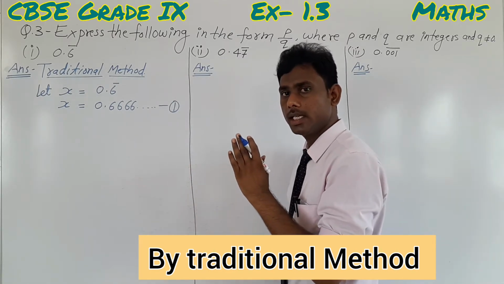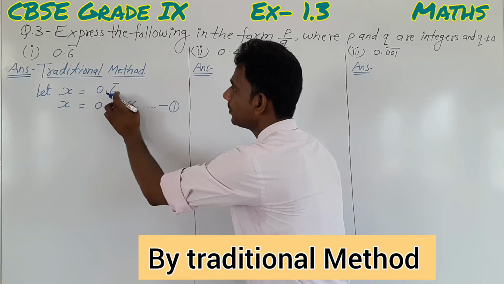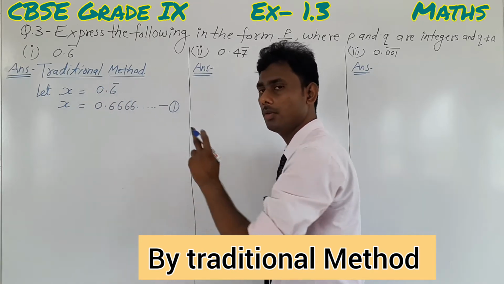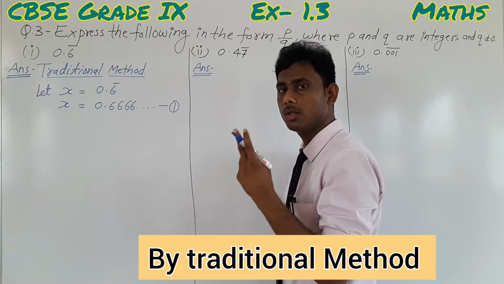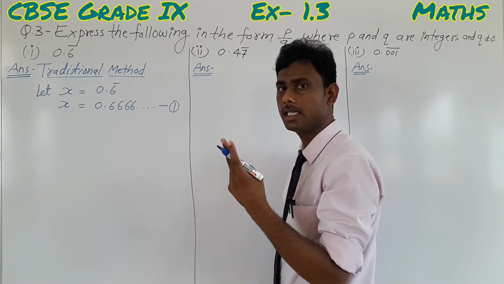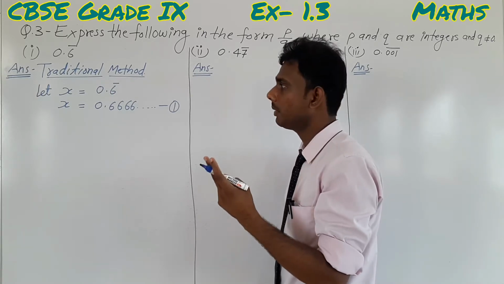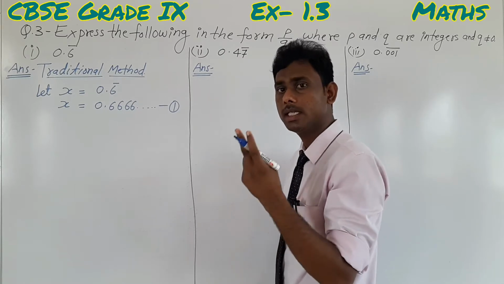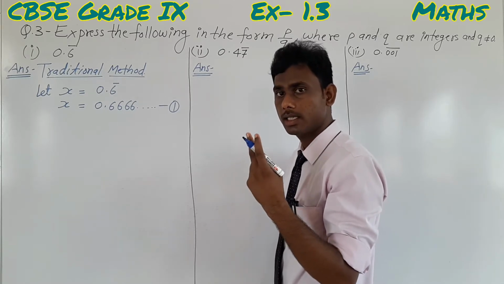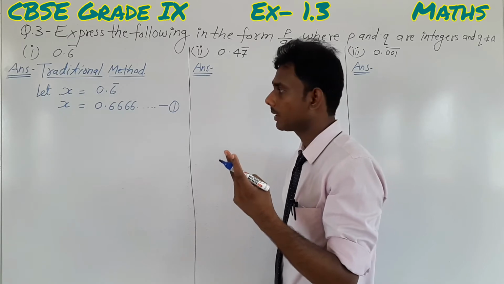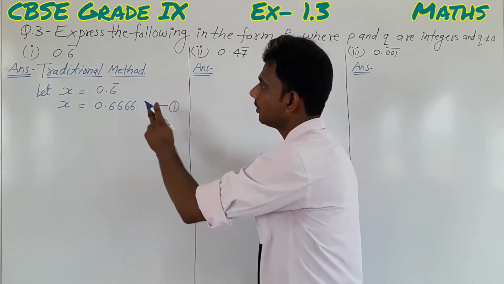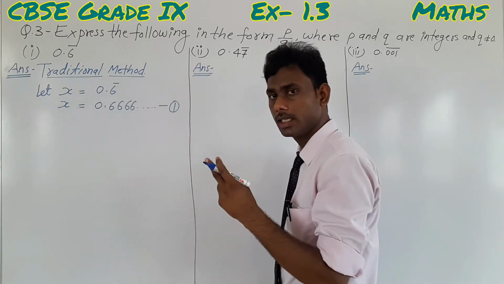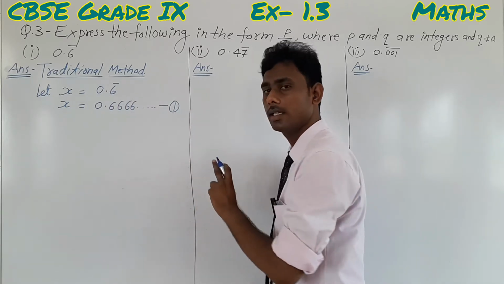Now pay attention here. In 0.6 bar only one digit is recurring. If only one digit is recurring, then you multiply by 10. If two digits are recurring, meaning the bar is on two digits, then multiply by 100. If three digits are recurring, meaning repeating, then you multiply by 1000.